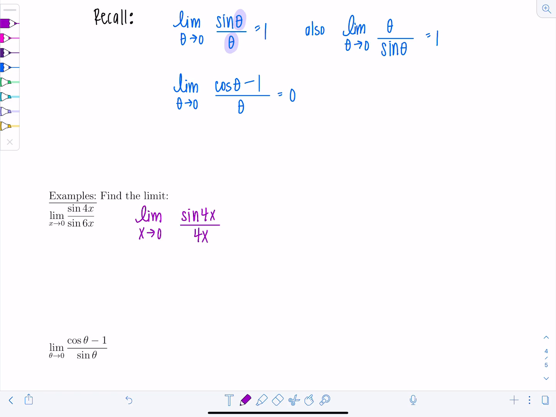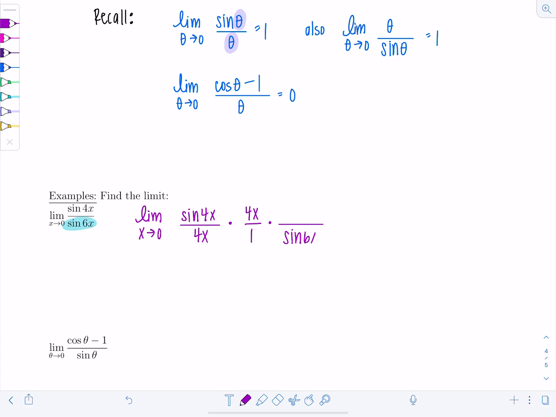I put a 4x in the denominator, but I can't just go willy-nilly putting 4x's in denominators. I have to multiply by 4x in the numerator over 1. That way it's like I did nothing, right? I just multiplied by 1, 4x over 4x. No, I haven't forgotten about little sine 6x sitting there. Okay, so we've got sine 6x in the denominator.